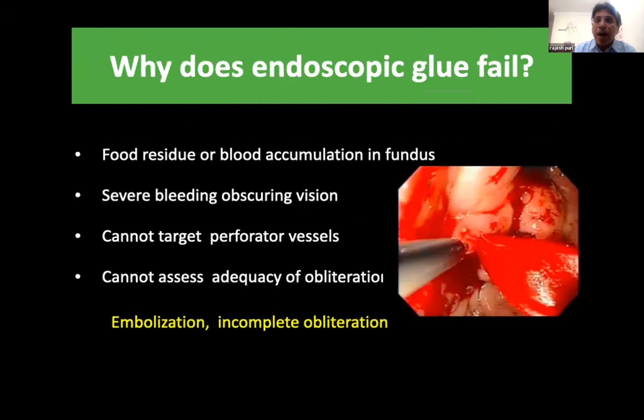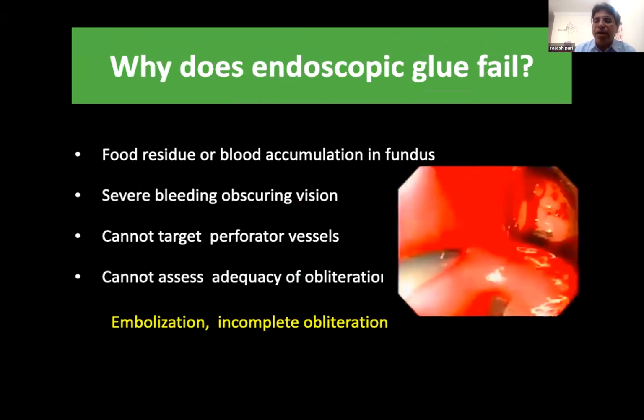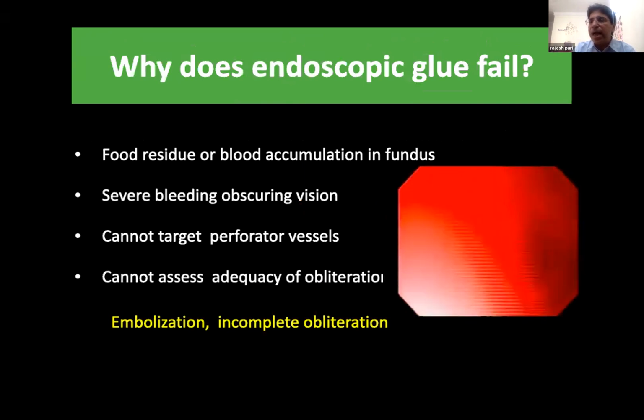The question comes, why does endoscopic glue fail? Look at the real-time scenario. There is a torrential bleed, the entire fundus is full of blood and your vision is obscured. Many times the patient has eaten food and the fundus is full of food. You cannot visualize, and you keep on changing the patient's position. You keep on elevating the head, the patient keeps on bleeding, and many times the patient dies.